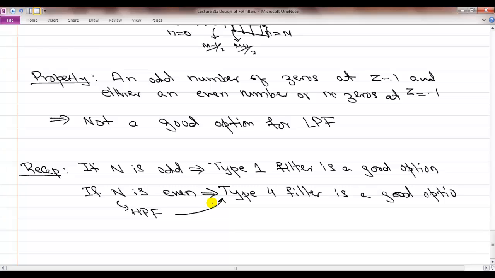Okay. But on the other hand, if n is even but you want a low pass filter, then which one is a good option, type 2 or type 4? So if you want low pass filter, then type 2 filter is a good option.